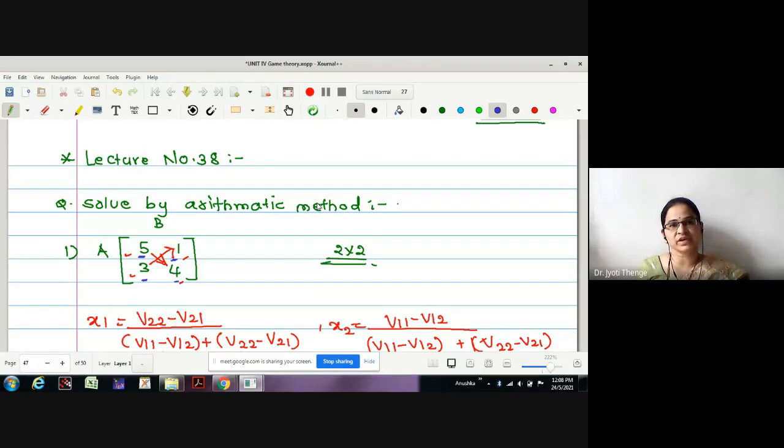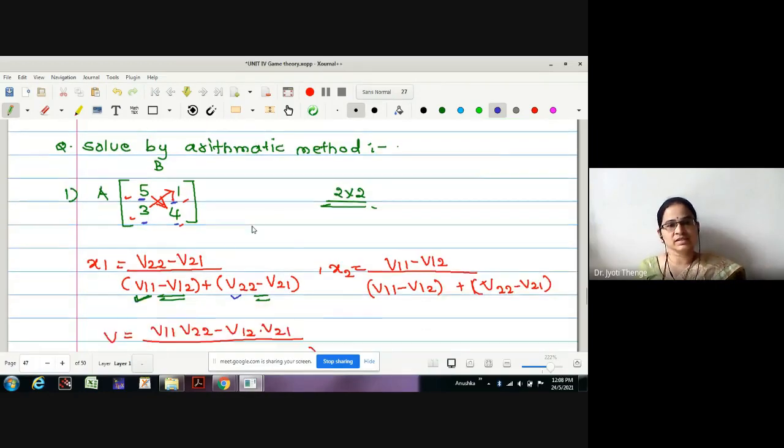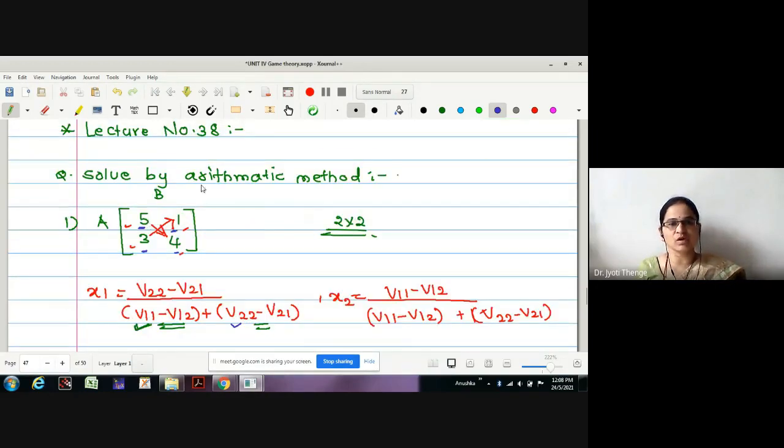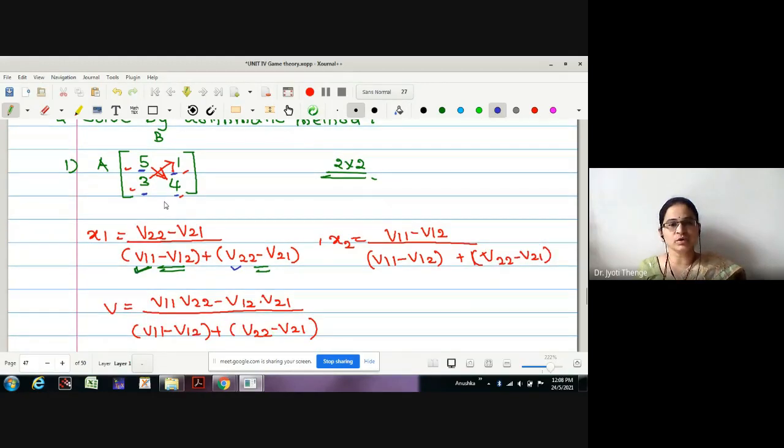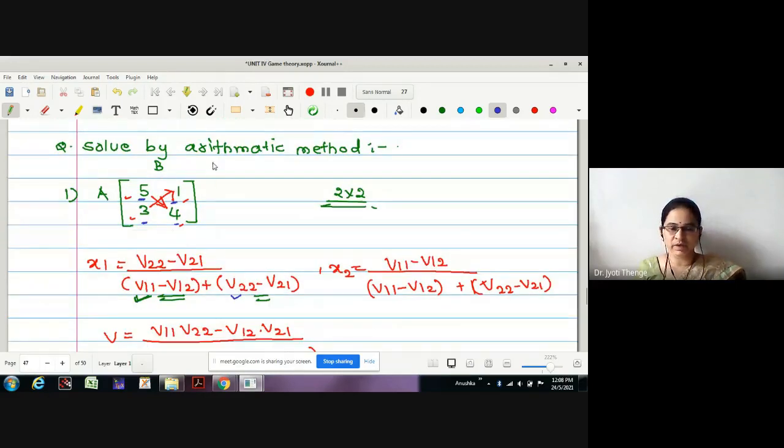In today's lecture, we are going to study the graphical method of solving 2 by n or m by 2 types of game. Before that, we will have a look at the concepts we studied in the last lecture. We started with an example of solving by the arithmetic method. I have told you how to use this shortcut method for solving by the arithmetic method.